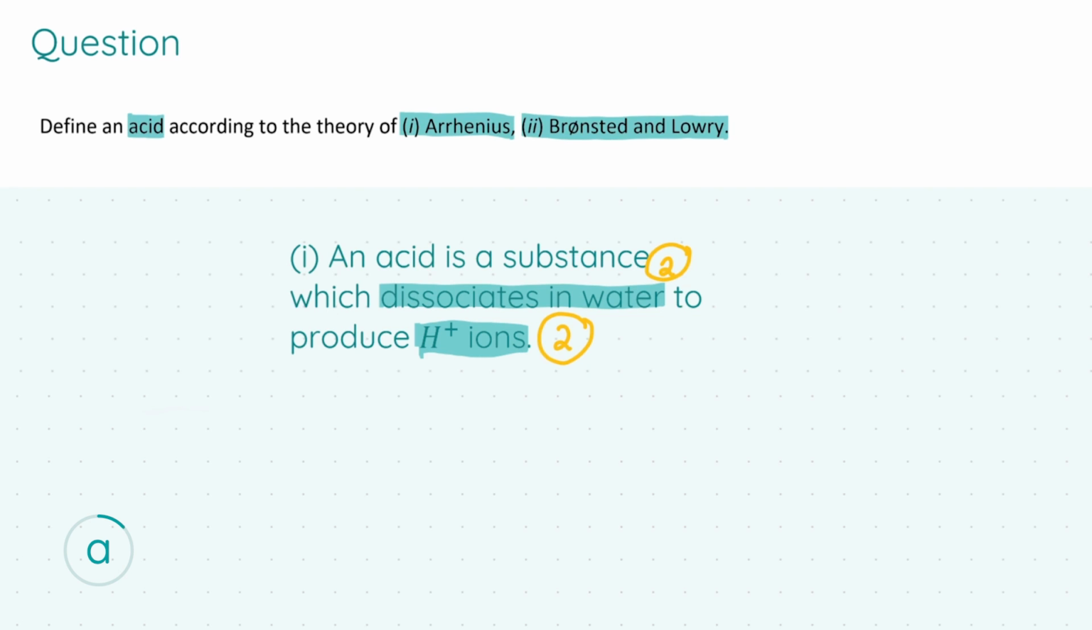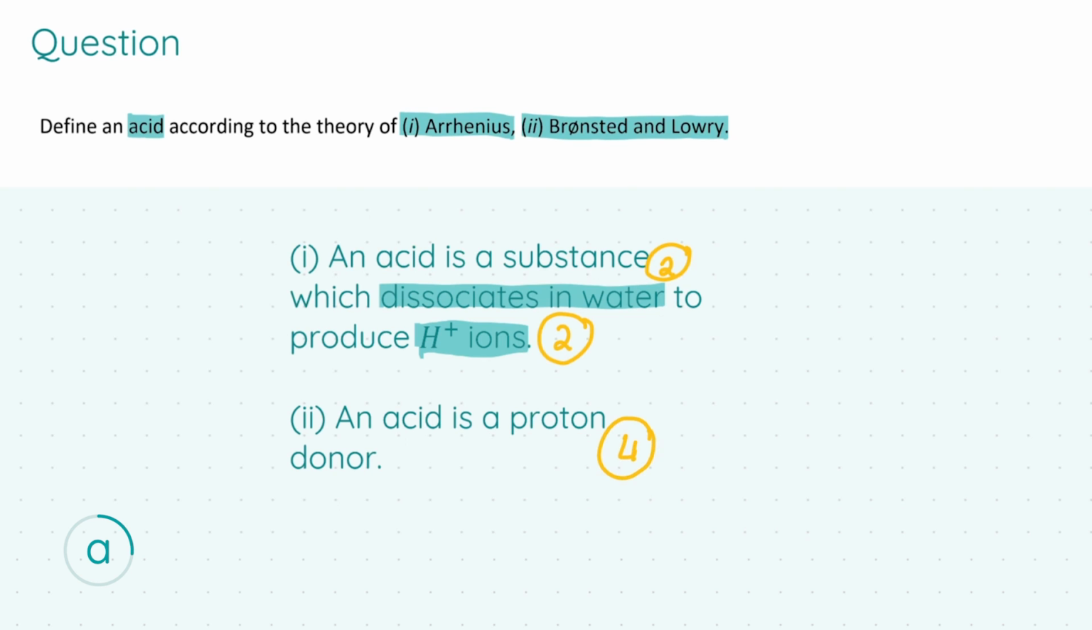So now for the second part of this question, which is asking us to define an acid according to the theory of Brønsted and Lowry, all you need to say is that an acid is a proton donor, okay? So an acid is a proton donor and a base is a proton acceptor in terms of the definition of an acid according to Brønsted and Lowry. And for just saying that an acid is a proton donor, you're going to get 4 marks in this question.